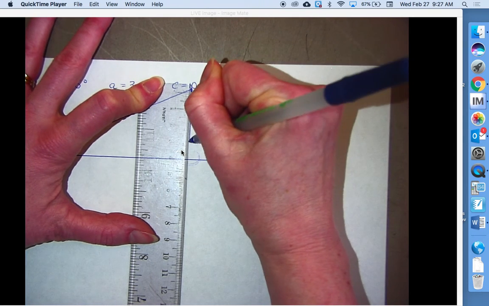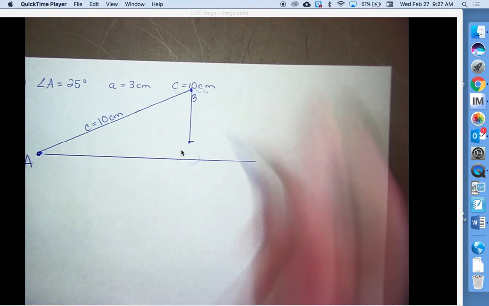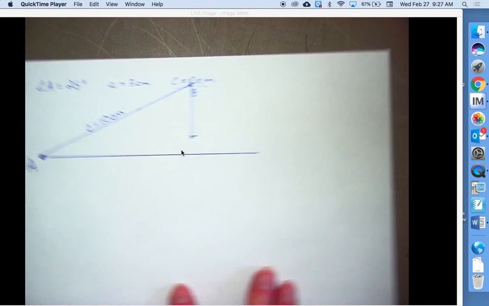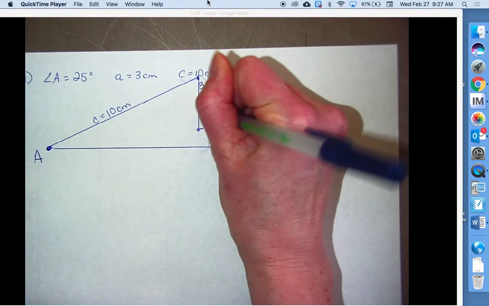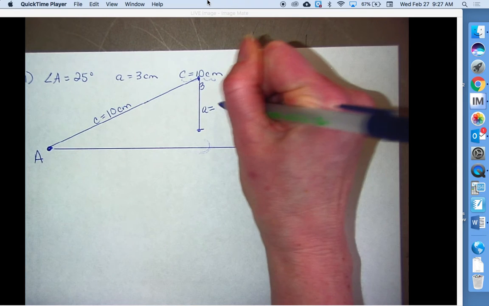I'm going to draw it just down. And you can see that it's too short to connect with the baseline. The shortest distance is always a straight vertical path or perpendicular path to get to a line. So here is side A, which is 3 centimeters.